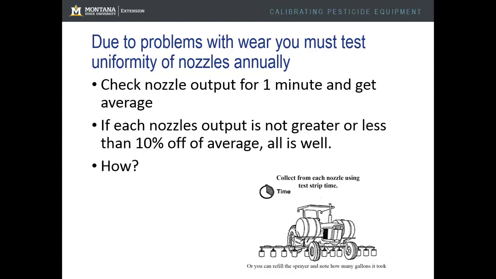If any nozzle falls outside of the 10% error range, that nozzle should be replaced or inspected for plugging. Many nozzles can be cleaned by using a toothbrush or washing in a bucket of water. The test should be repeated until each nozzle's flow rate is within the 10% range across the boom.